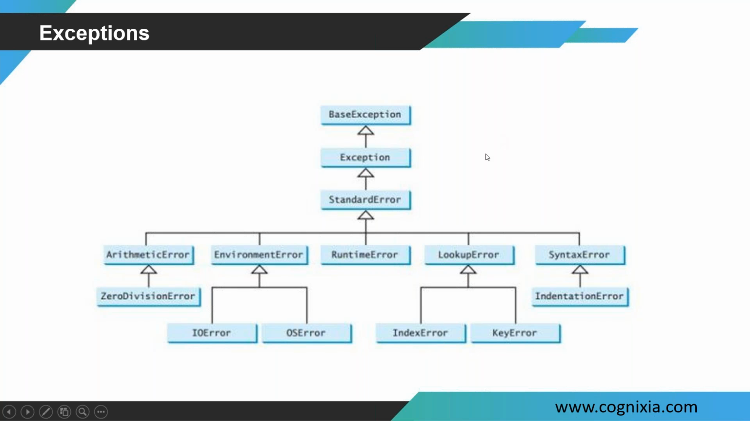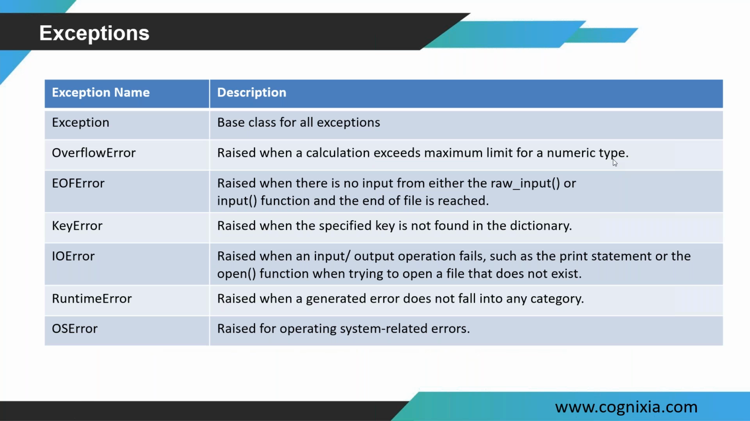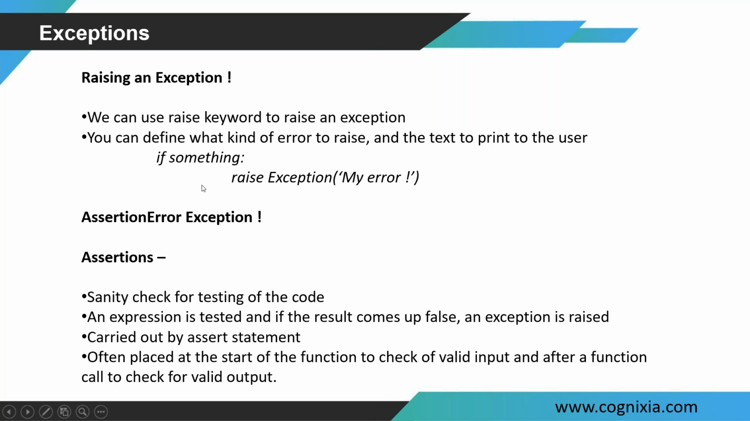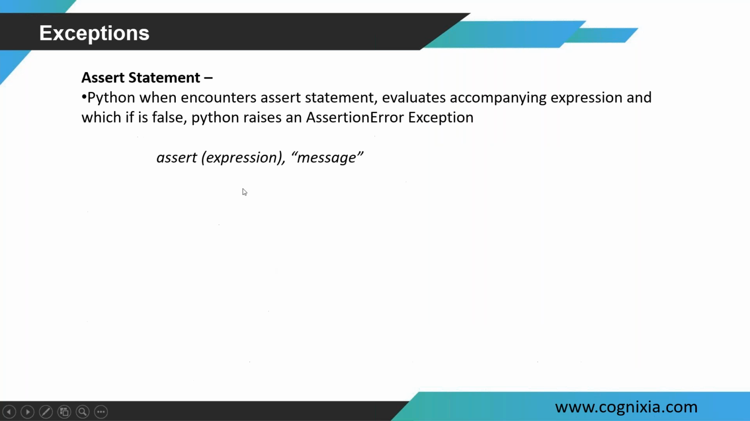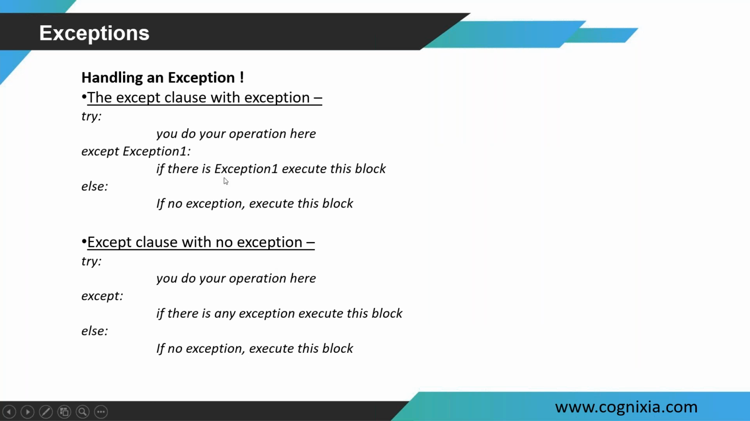Okay, I think I have more slides on this. So these are the common exceptions that you see. Right? This is one of the base classes for all exceptions. Overflow error, end of file error, right? Then you have key error, input output error, runtime error, OS error. Right? And this is what we are doing right now. Okay. We have seen assertion. Okay, assertion looks like this. We have seen that. Now we are into the exceptions, right? We have seen this exception. We are working on it right now.